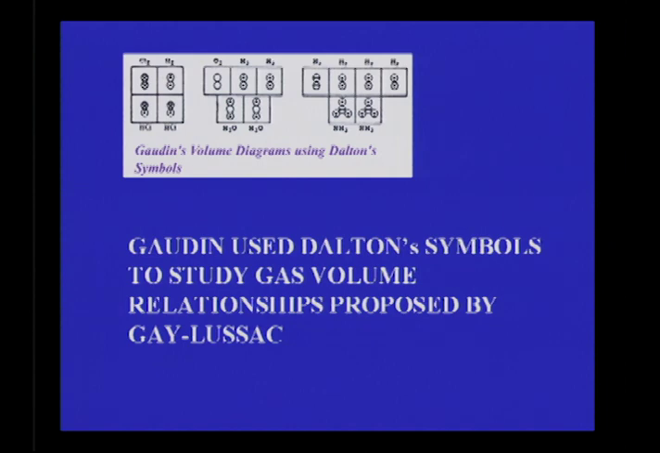Now this is an interesting diagram here. We see that Gaudin was a French chemist that believed in Avogadro's theory from day one, so to speak. Remember, Avogadro said equal volumes of gases contain equal numbers of particles. And this is what Gaudin showed in this view graph, and he uses Dalton's symbols. Not many people know of Gaudin, and there's not that much out there, but he did publish some important papers.